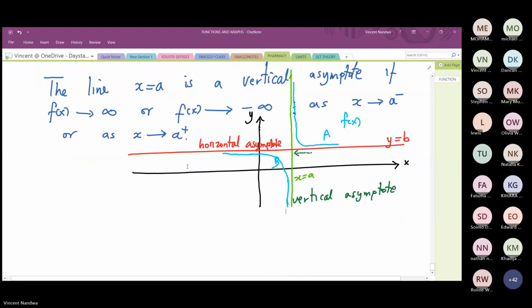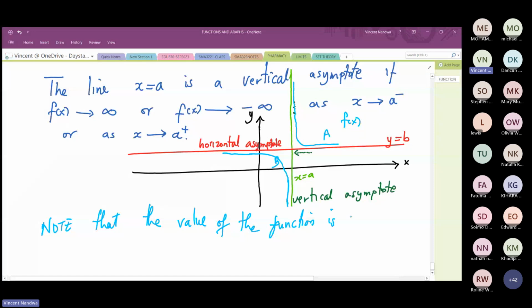So note that the value of the function is not defined at x equals a. It only appears to get closer, but you don't get the exact value of the function at a itself.